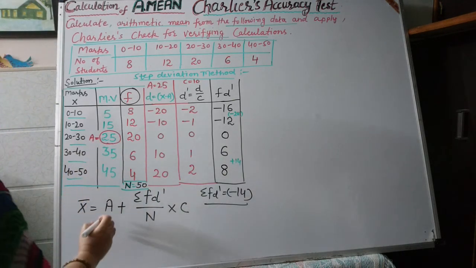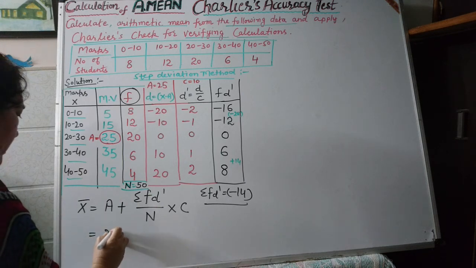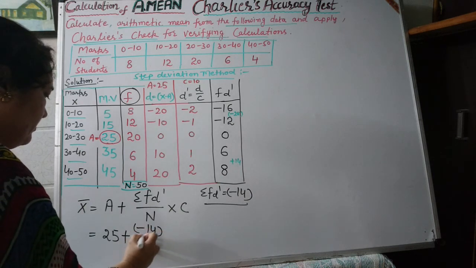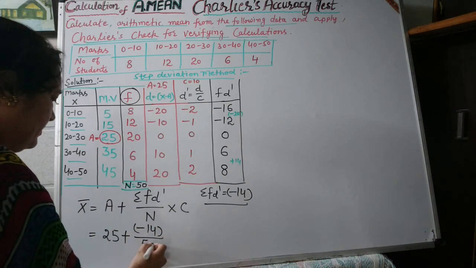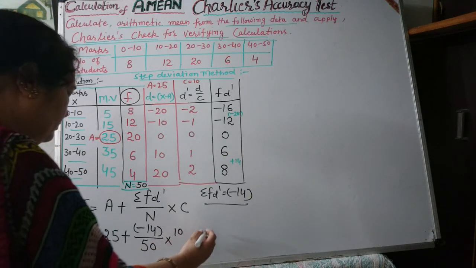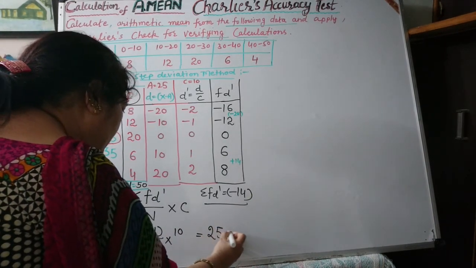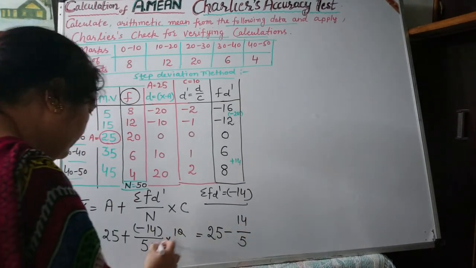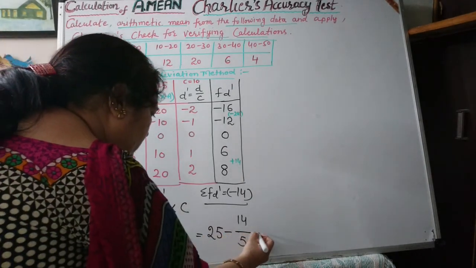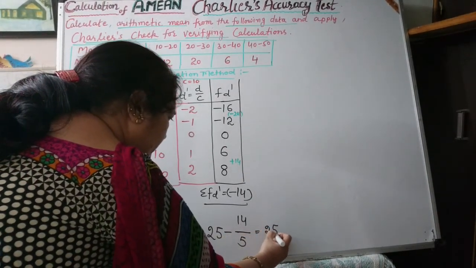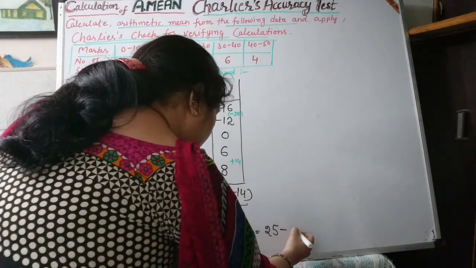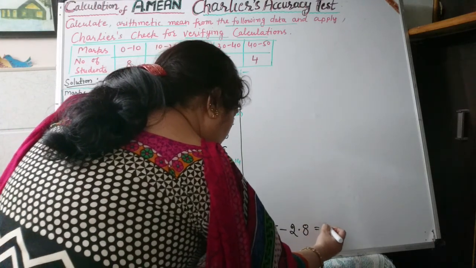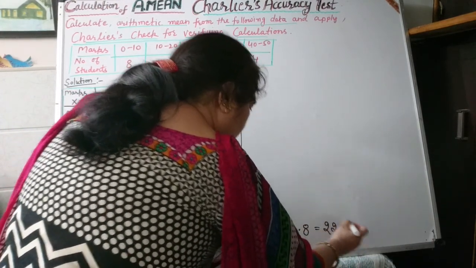We have assumed A is 25, so 25 plus sigma f d dash, minus 14, n value 50, multiplied by 10, is equal to 25 minus 14 divided by 5, which is equivalent to 25 minus 2.8, which will be equivalent to 22.2.